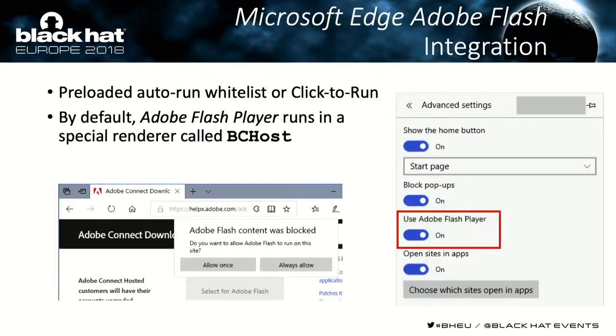Adobe Flash Player was also integrated into Microsoft Edge and enabled by default. To phase out Flash, Microsoft Edge started limiting auto-run. It implemented a click-to-run mechanism. It runs Flash Player in a special renderer called BC Host. As mentioned before, it is also a child app container. The internet renderer cannot access Flash, so attackers cannot exploit Flash vulnerabilities within web pages.